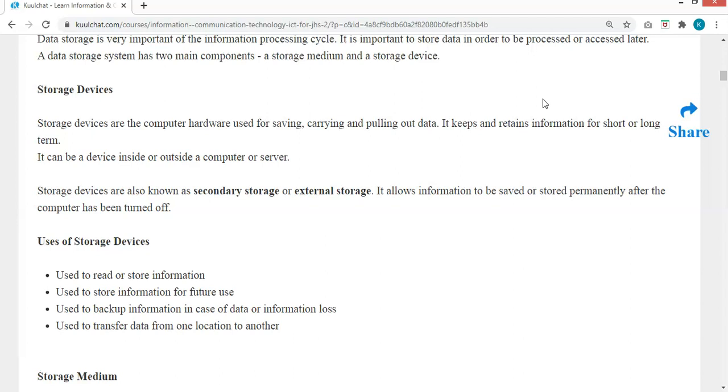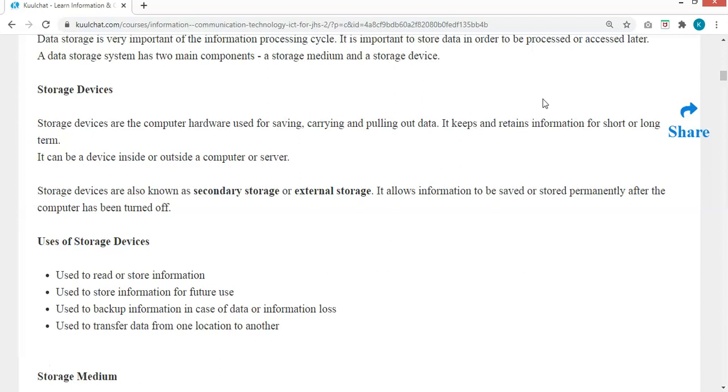So it keeps and retains information for short or long term. Certain information can be stored for many years, and some for just a few minutes, hours, months, years, or so. Okay, so it is based on what you want to store on the storage device.